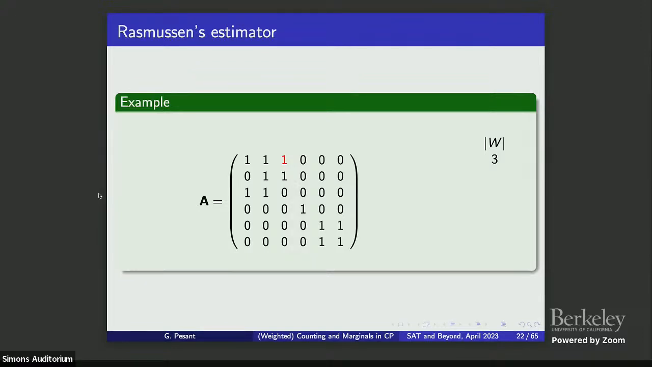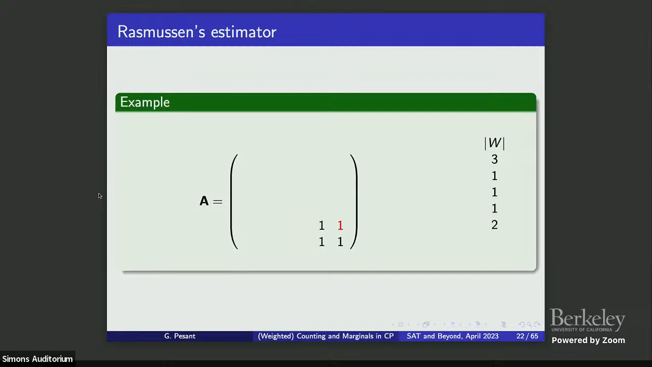You can't pick ones in that column anymore. And then next step, well, there's only one 1, there's no choice. That's the only one you can pick. Again, here you have a choice between two. Let's say you pick the last one, and you're done.